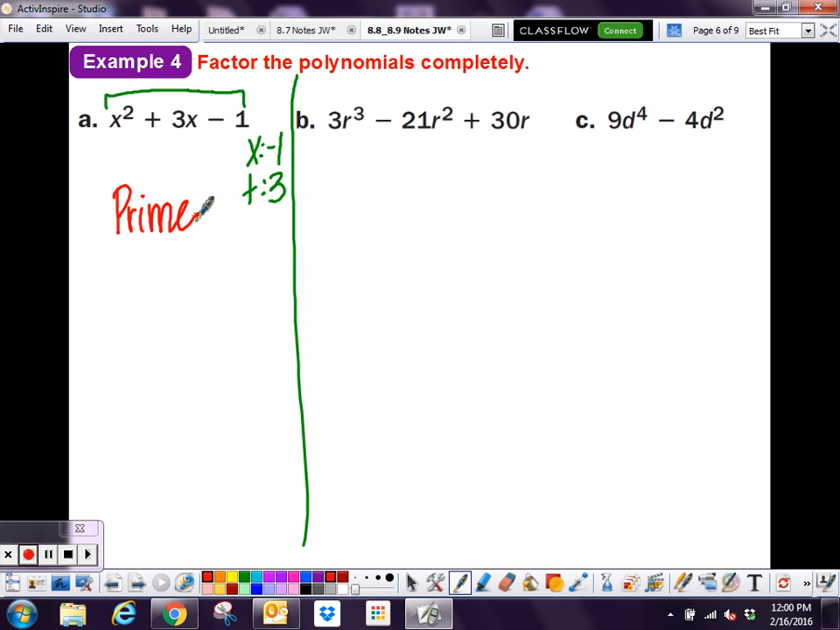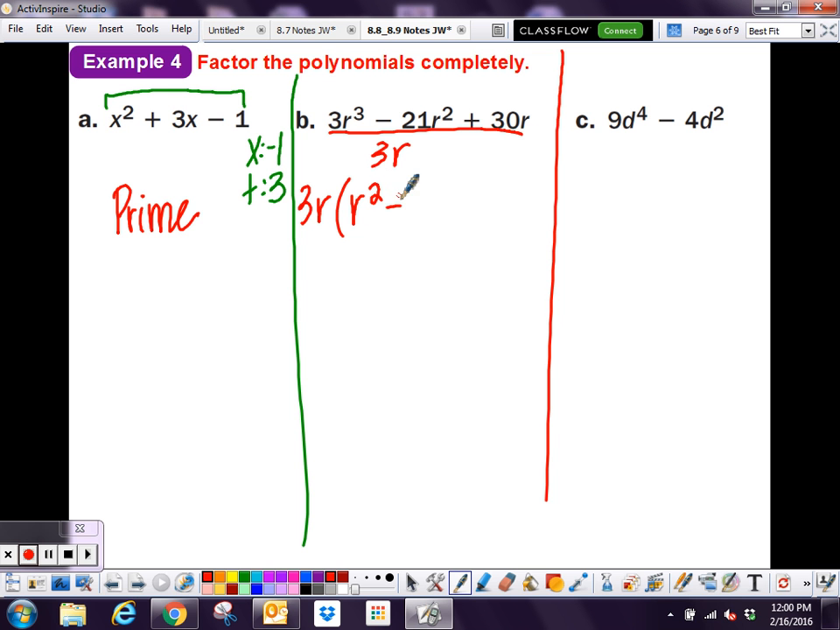Okay, let's look at B. First, we're going to see if there's a GCF, and there is here. There's a 3 and an R. So I need to take the 3R out. If I divide that out, that leaves me with R squared minus 7R plus 10. Now remember what that chart said. It said to take out a GCF and look at how many terms there are. We have 3 terms left.